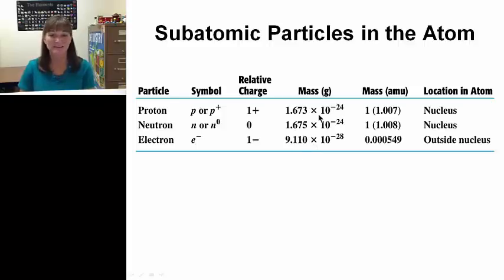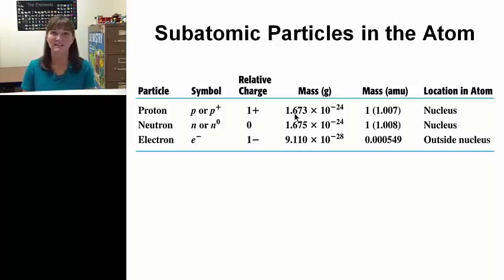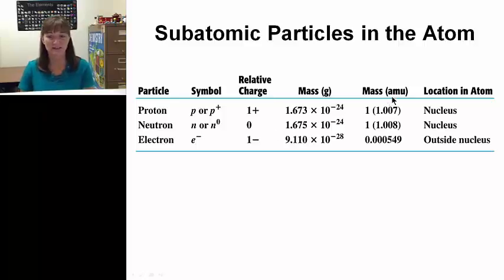If you remember scientific notation, and if you're watching this video after you've had lab where we've gone over scientific notation, you can see this -24, which means you'd move the decimal to the left 24 places. Well, that is a very, very small number, which means protons, neutrons, and electrons have a very small mass in grams. There is another mass unit out there, which I'm going to teach you in a little bit, called the AMU. That unit is simpler to use if you're talking about really small masses like the proton, neutron, electron.